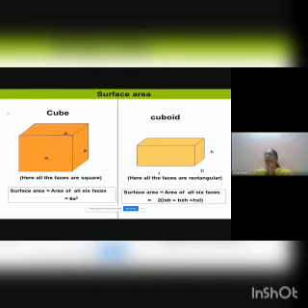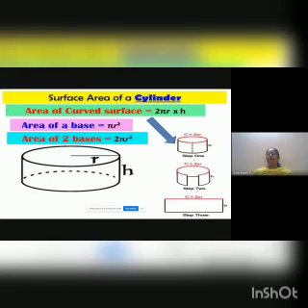Whereas coming to your cuboid, what is the surface area? Here also you have 6 sides, but here all the faces are rectangles. So what is the area here? 2 into L into B plus B into H plus H into L. Here L is the length, B is the breadth and H is the height. So 2 into LB plus BH plus HL is the surface area of a cuboid.